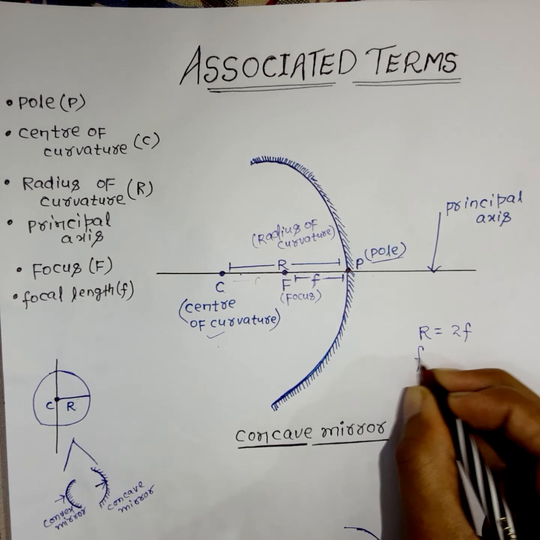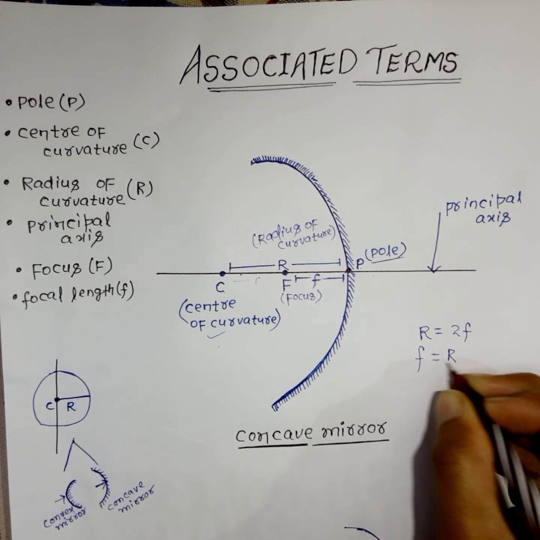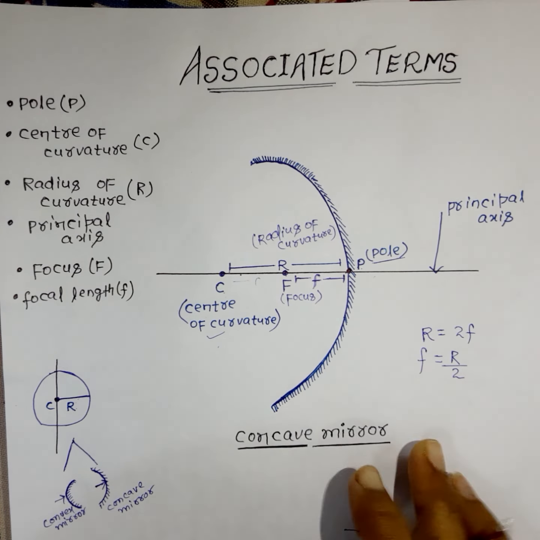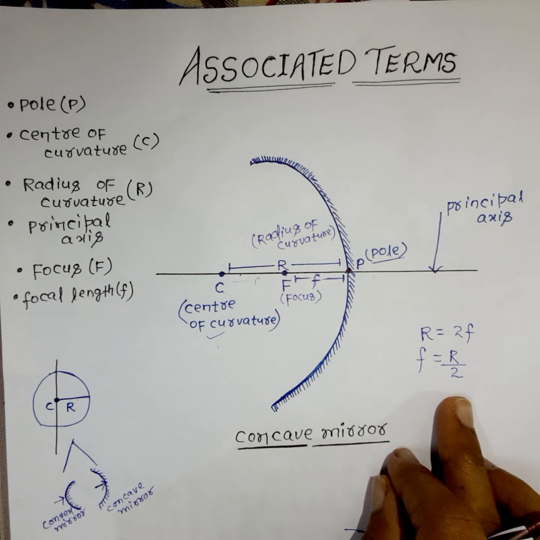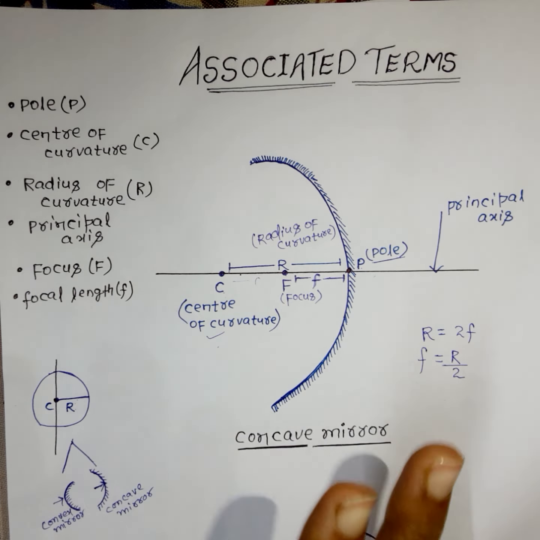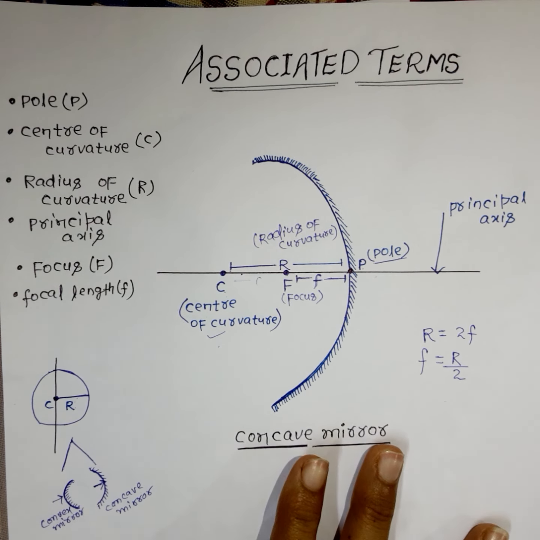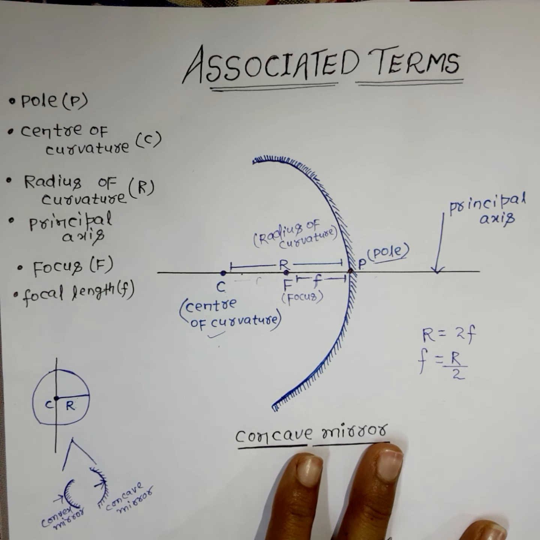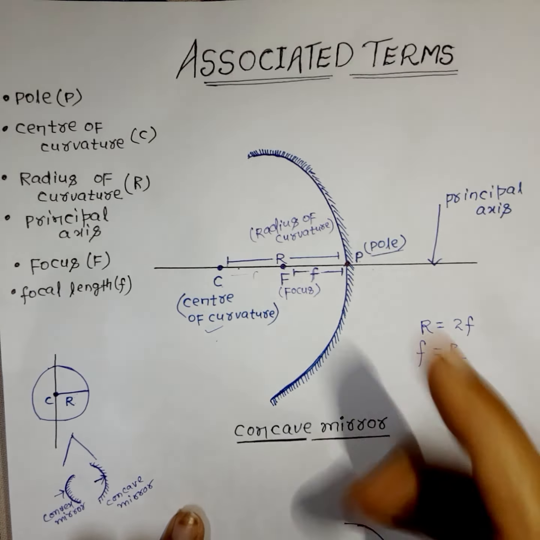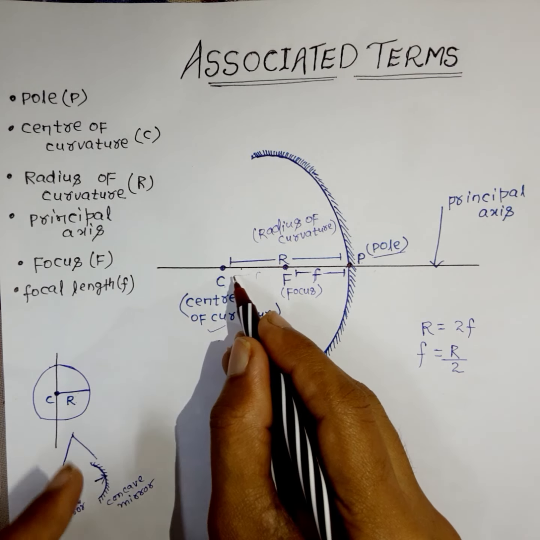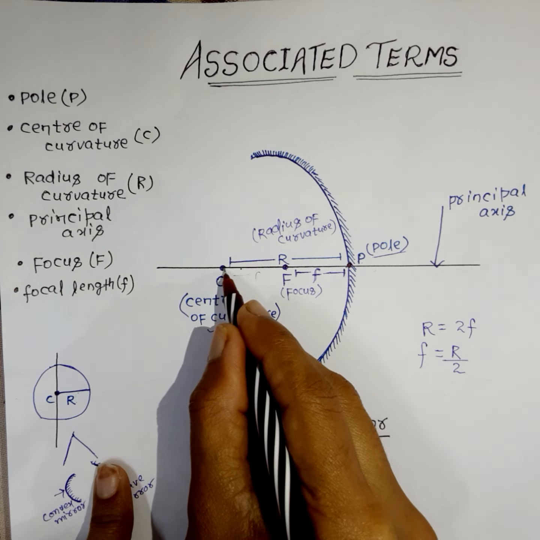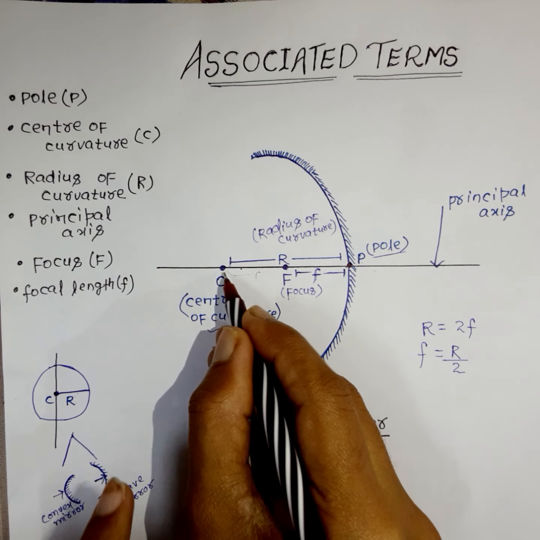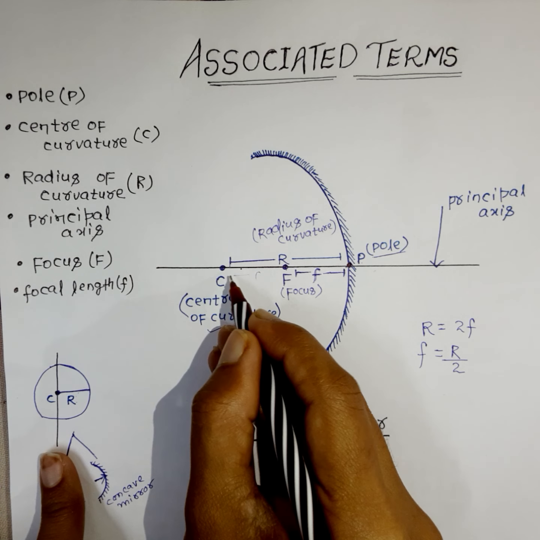So F is equal to R by 2. This is the relation between focal length and radius of curvature. Okay, these are all important terms related to the light chapter. One more thing you should know: the center of curvature in a concave mirror is represented in front of the reflecting surface.